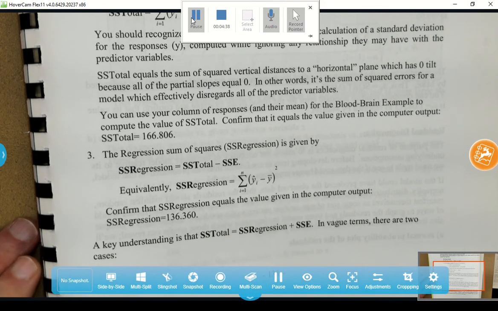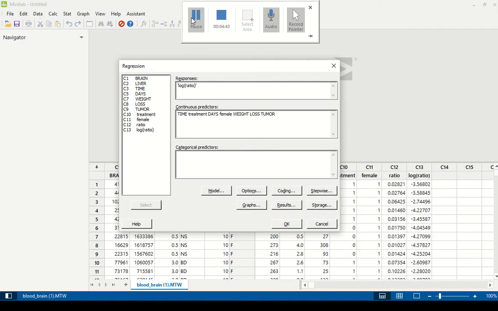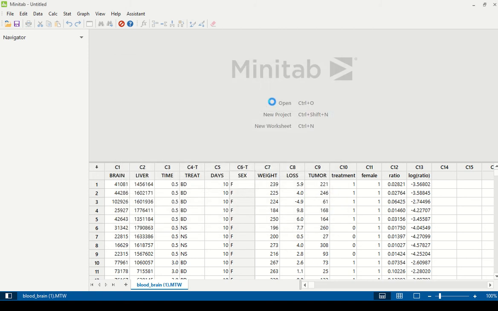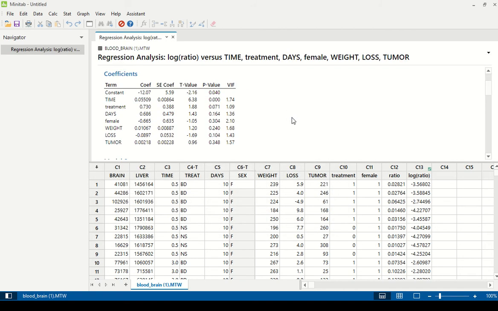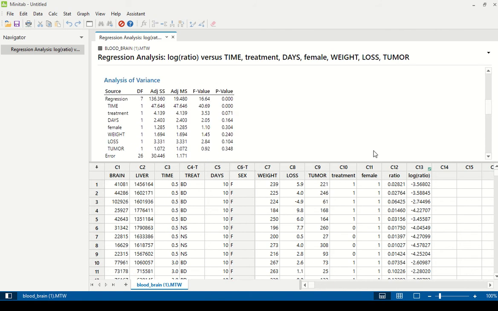So let's take a look at what we could do if we did this in Minitab. Here I have the examples. Our response is log ratio, and I put all of these data points in, and I get out the linear model, and I can then look here for my sum of squares regression and my sum of squared error.